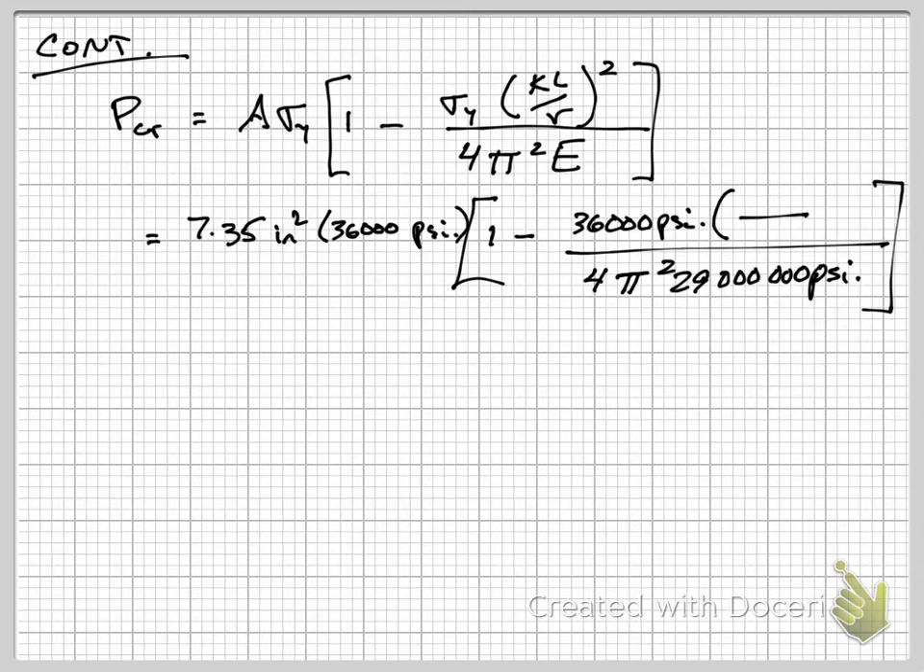My radius of gyration was 0.78 inches. My K was 2, and my length was 48 inches. All that quantity squared. Let's do a unit analysis just to make sure. My inches and inches cancel, so this is unitless, and then my psi cancel, making this entire thing unitless, which I feel good about.